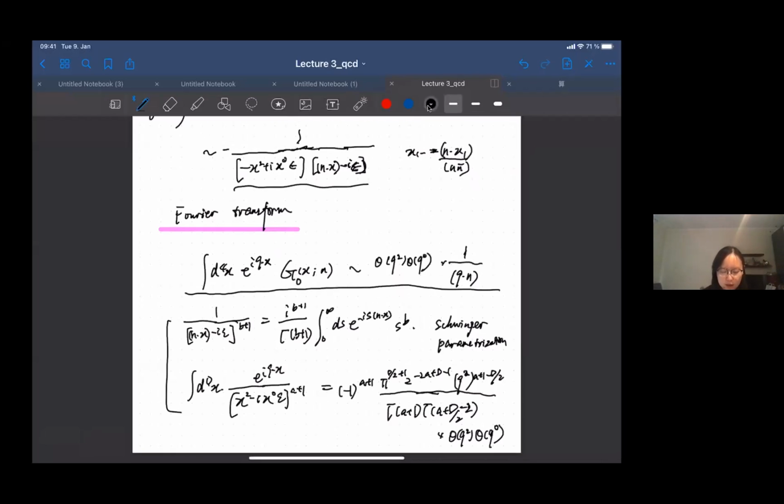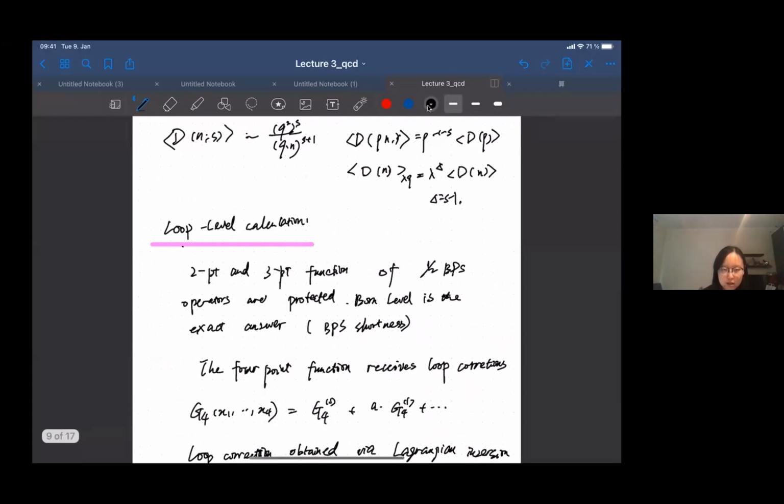And we combine these factors after the Schwinger transformation with the x squared. Then we do a Fourier transform using this master formula. In the end, we get the final expression, which is proportional to 1 over q dot n, where q is the center of mass energy.